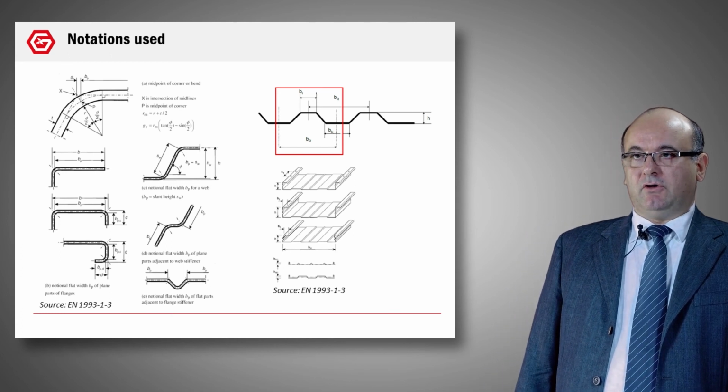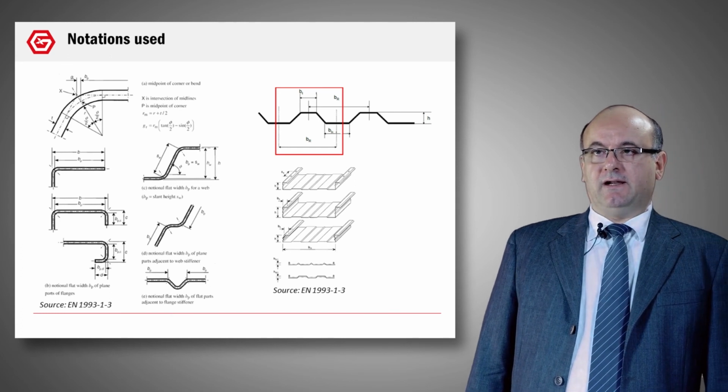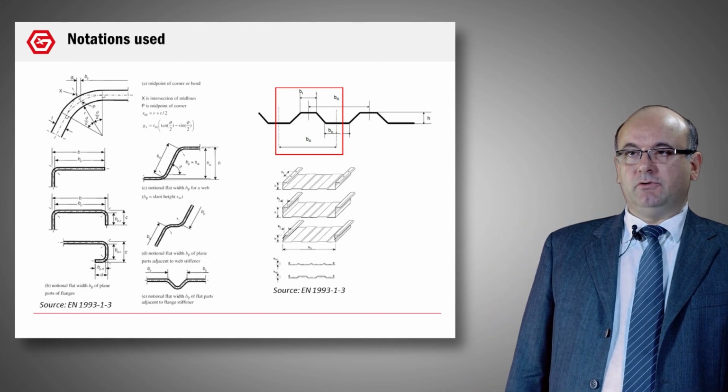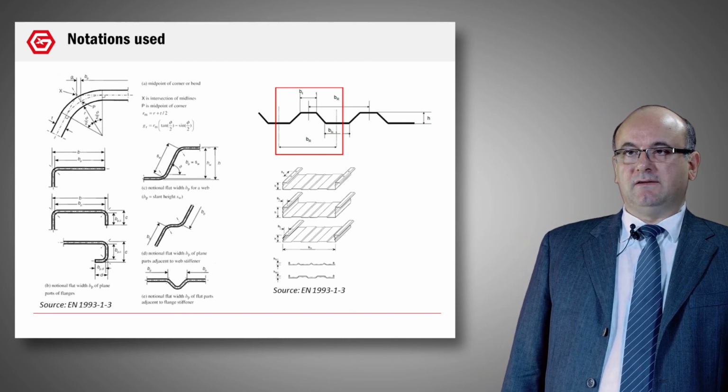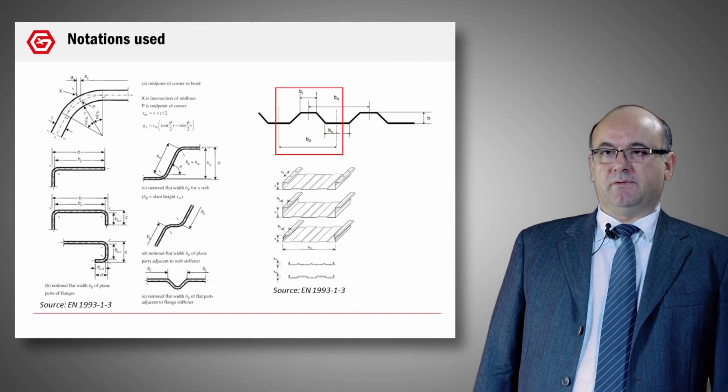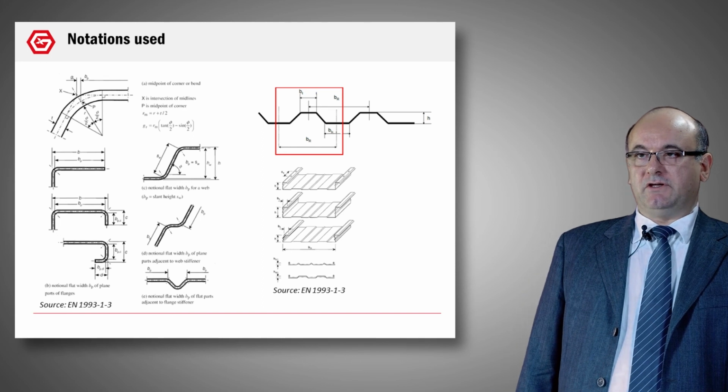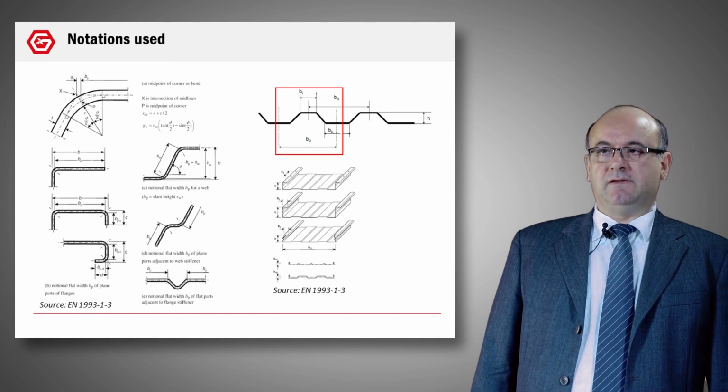You can see also on the web that we have H, the total height of the profile, HW, the distance between the centroids of the plates, and SW, that is the pitch length of the web. We have also some notation for the liner tray, and we will see this in detail after.